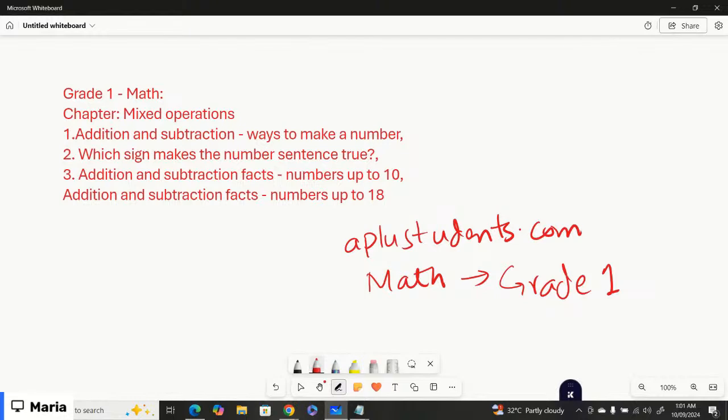We're going to start with the chapter mixed operations, and the lessons we're going to cover today are addition and subtraction ways to make a number, which sign makes the number sentence true, addition and subtraction facts numbers up to 10, and then addition and subtraction facts numbers up to 18. Please make sure you have your notebook and pencil so that you can note down the important examples and definitions as well.